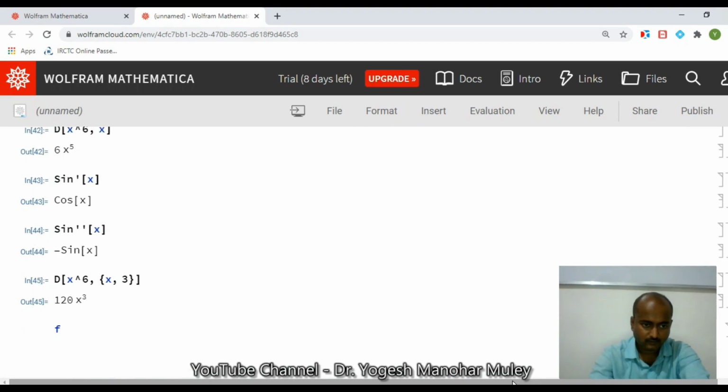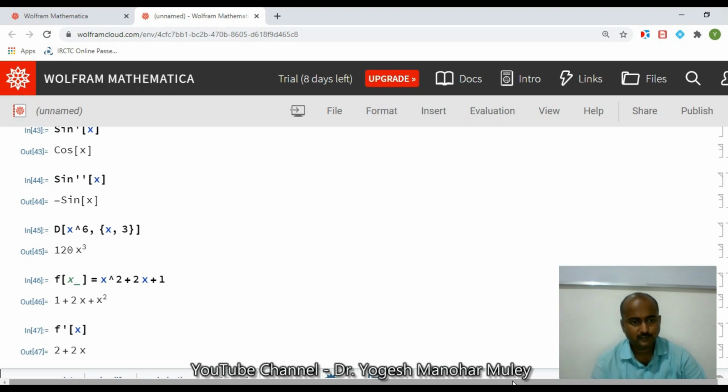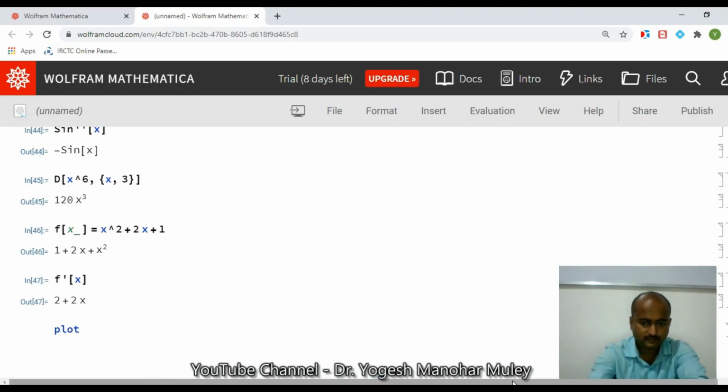Now we'll try a function f of x_, where the underscore indicates that a value of x can be substituted: x square plus 2x plus 1. Okay, this is our function. f prime of x will give the first derivative of f of x. So this will give the derivative of x square, 2x, and the derivative of 2x is 2. Now we'll plot a graph for this.